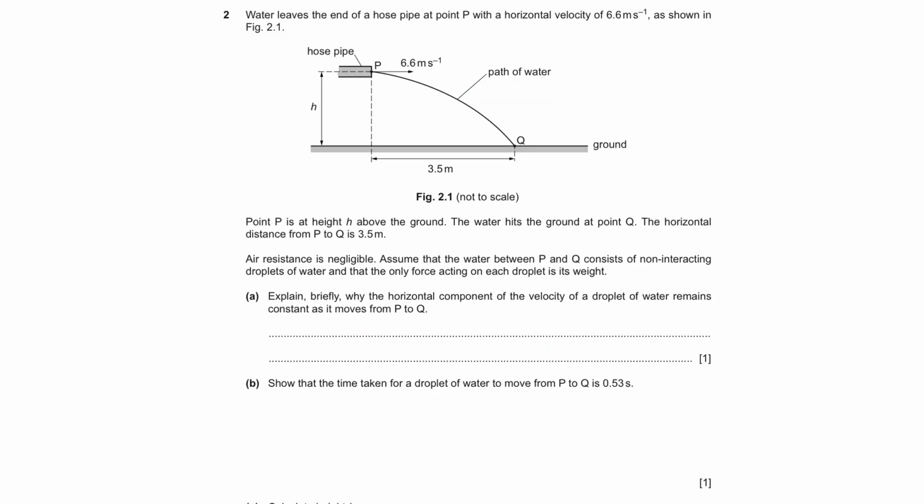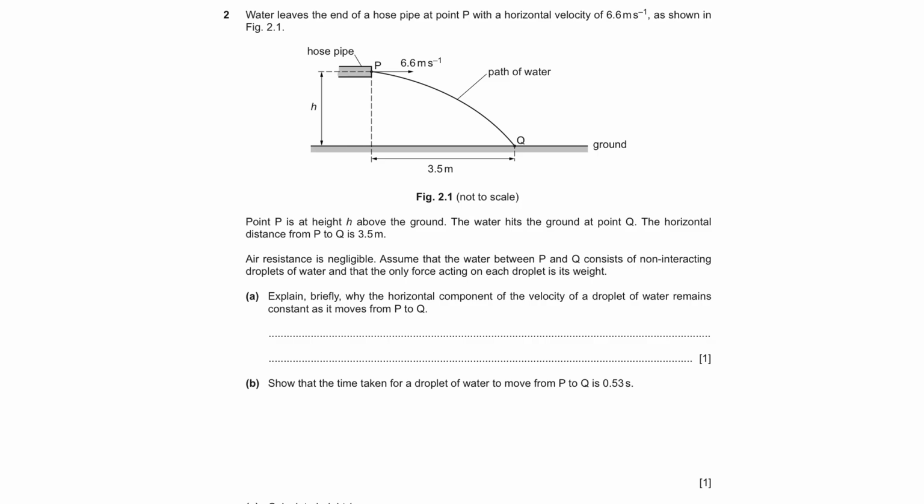Question 2 says water leaves the end of a hose pipe at point P with horizontal velocity of 6.6 meters per second as shown in figure 2.1. Point P is at a height h above the ground. The water hits the ground at point Q. The horizontal distance from P to Q is 3.5 meters. Air resistance is negligible. Assume that the water between P and Q consists of non-interacting droplets of water, and the only force acting on each droplet is its weight. So for this entire motion, the only force acting is the weight of the water.